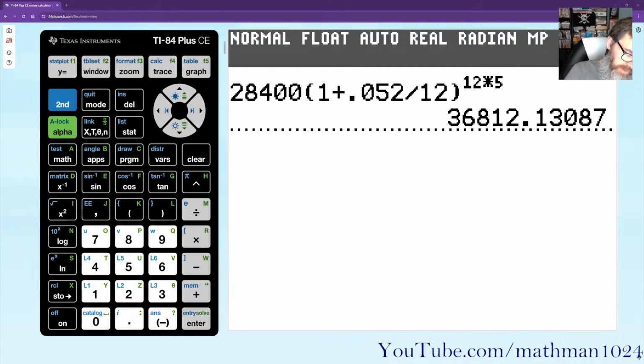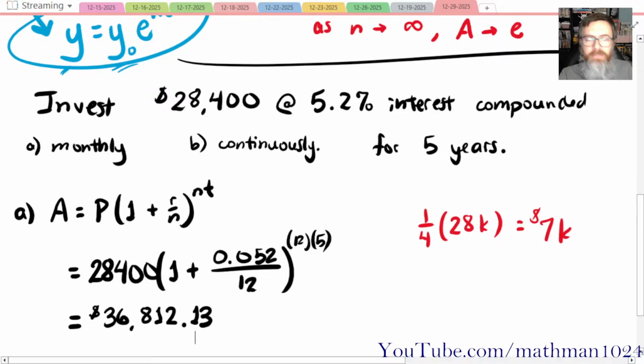This is $36,812.13. Now, does that make sense with what we postulated? 28,000 plus 7,000 was 35,000. Yeah, that is, I mean, it's not exact, but it's definitely in the ballpark, right? If there were some error, maybe I didn't type in the 5.2 correctly, but it definitely makes sense.